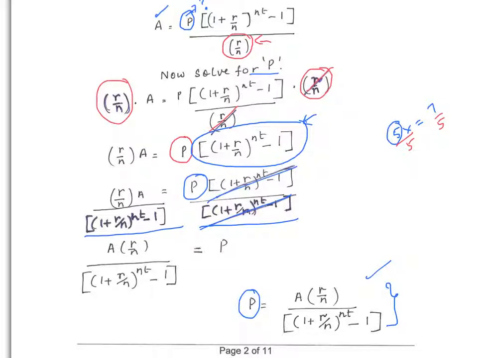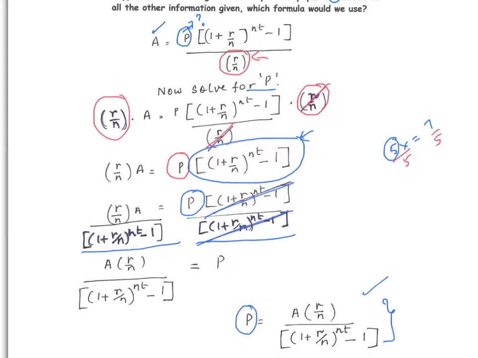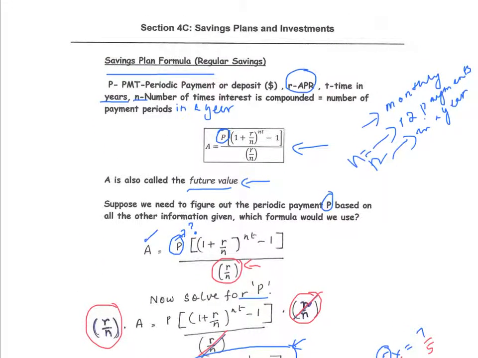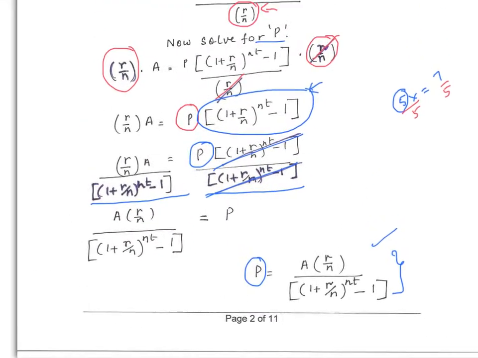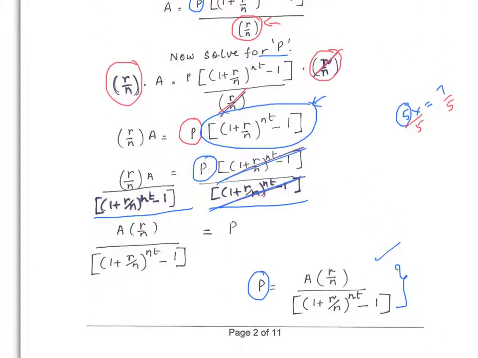So if you're given the first formula, you don't need to be given the one that we just derived, because you can easily figure it out. You multiply both sides by R over N, so R over N divided on this side becomes multiplied on the other side. We divide both sides by this expression, and that's how we get the final formula that we use.